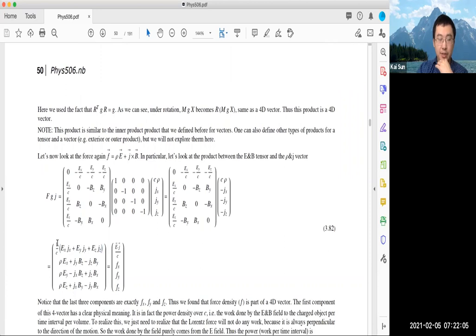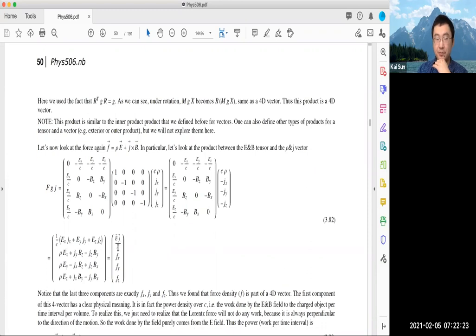The first component is a little bit different. The first component has a 1 over c, speed of light. And it's an inner product, a dot product between E and J. E is a 3D vector, the electric field, J is a 3D vector, the 3D current density, and their dot product gives me a scalar divided by c. That gives me the first component.